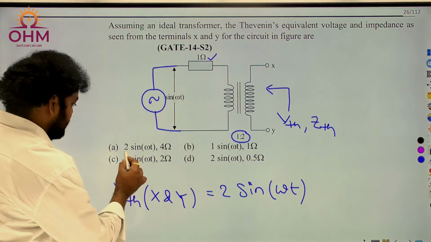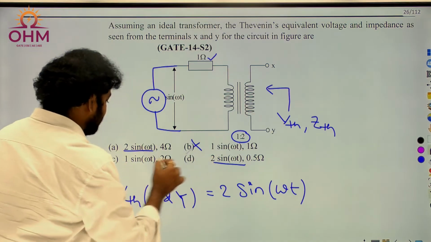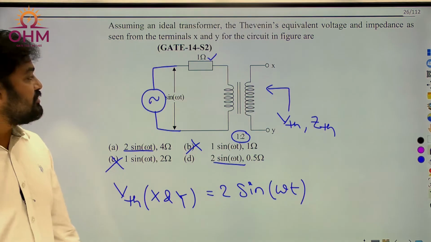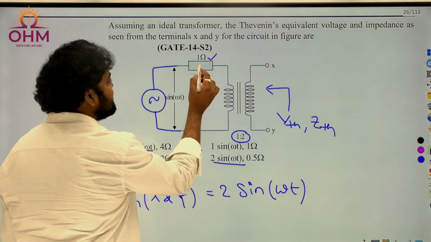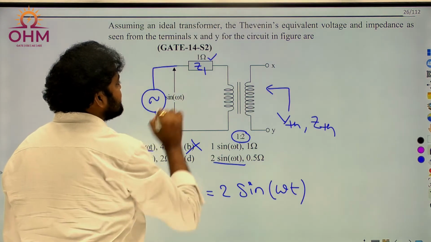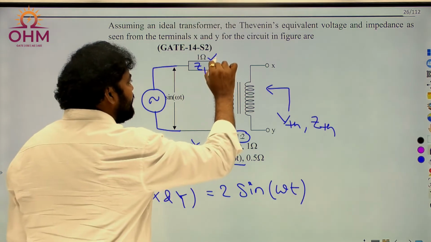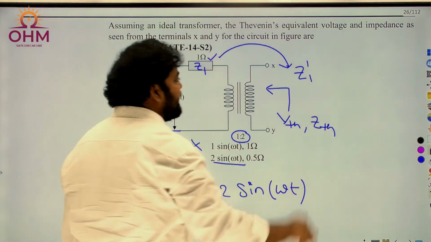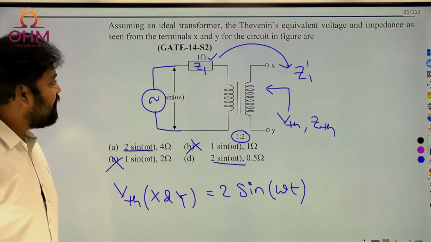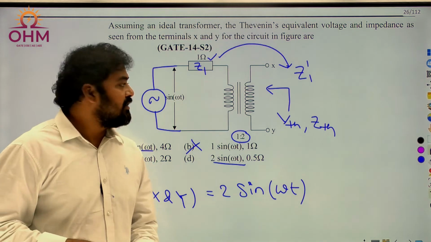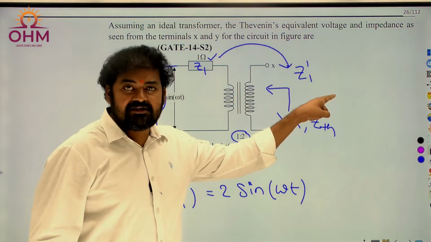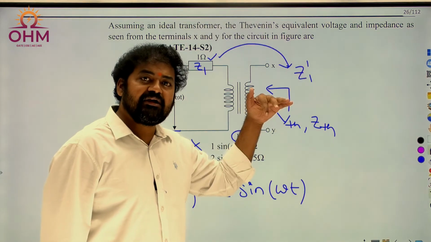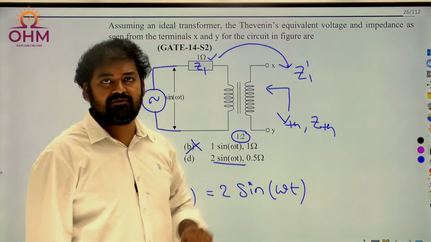You see 2 sine omega t. That means B and C are already ruled out. The other thing you need to do is transfer the impedance also. Let's say this is the impedance on the primary side, Z1, and if this Z1 is transferred to the secondary side, its value becomes Z1 dash. What is the formula? A simple shortcut: if you are transferring to the secondary side, the impedance value will be equal to secondary by primary turns whole square into the original value.